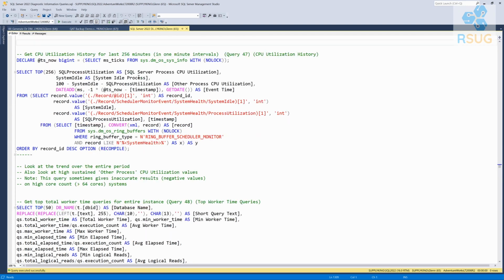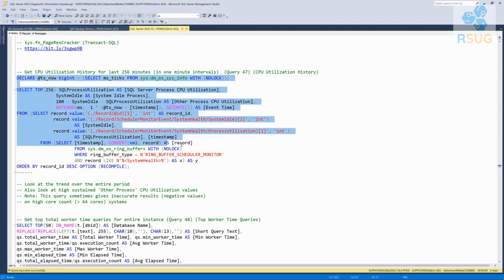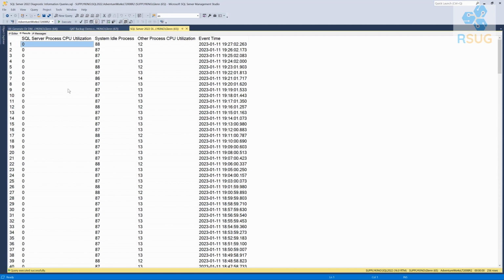Okay. All right. So then the next one in the set, well, no, I skipped this query. This one just shows you, it goes back 4 hours. And in 1 minute snapshots, it shows you how much SQL Server was using of the CPU, which is 0 because it's just me talking. And then how much other things that are running were using.